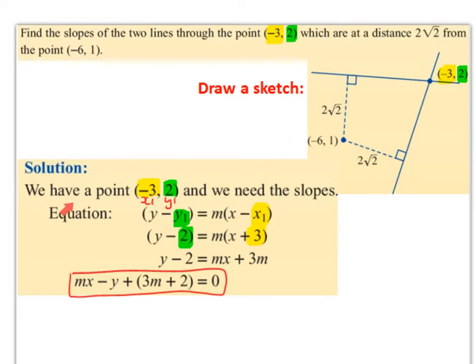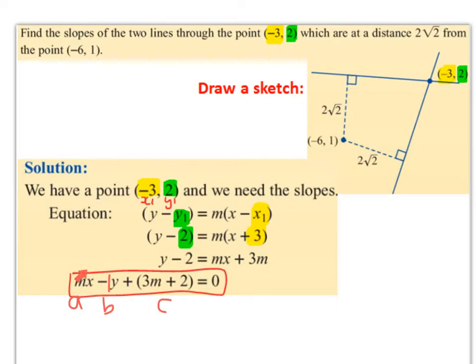So the formula for the equation of a straight line is y minus y1 equals m times x minus x1. We're going to sub in minus 3 in place of x1 and 2 in place of y1. So we get y minus 2 equals m times x plus 3. This gives us y minus 2 equals mx plus 3m. And bringing everything over the left hand side, we get mx minus y plus 3m plus 2 is equal to 0. So we want our mx to be positive.